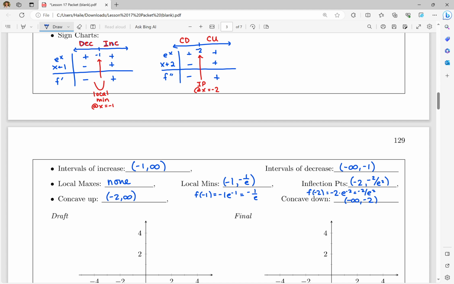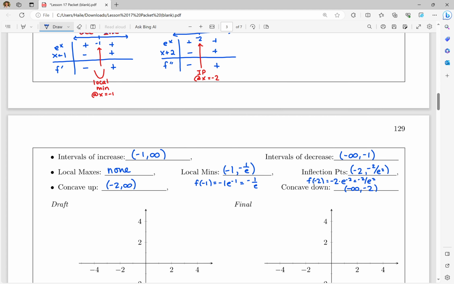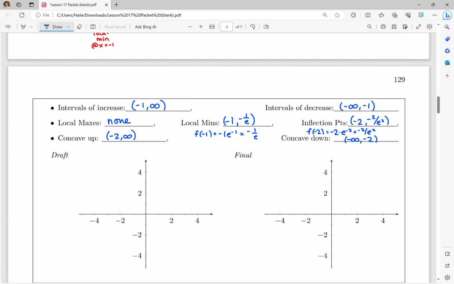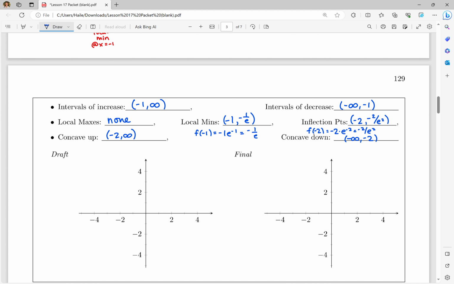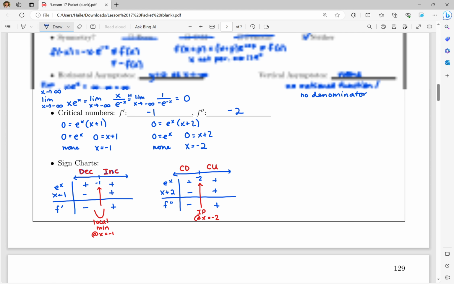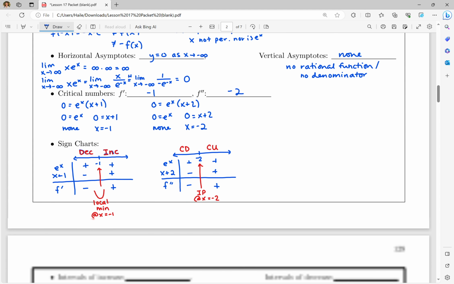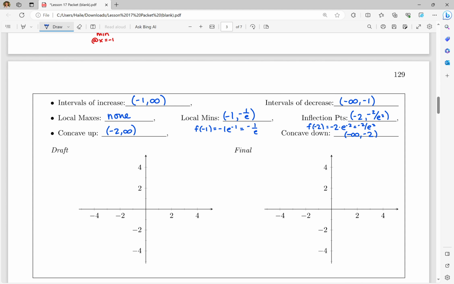And finally, we can draw our graph. So let's first put in our asymptotes. So we do have a horizontal asymptote on the left at 0. So the x-axis is going to be our horizontal asymptote on the left side. And I'm only going to draw it on the left because we don't have one on the right, and that's just going to get confusing.